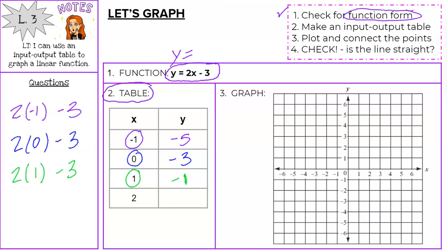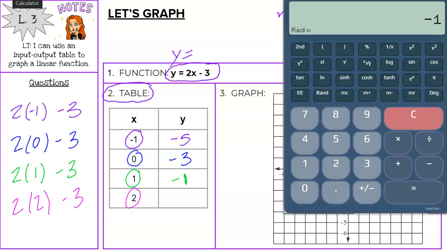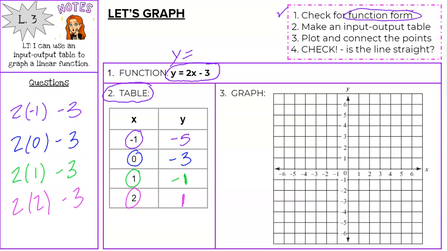And then the last one, we put 2 into our function. So 2 times 2 minus 3. Use my calculator if I need. 2 times 2 minus 3 gives me 1. So now I've done my input-output table. Now I need to plot and connect the points. So this is the new one, plot and connect the points.